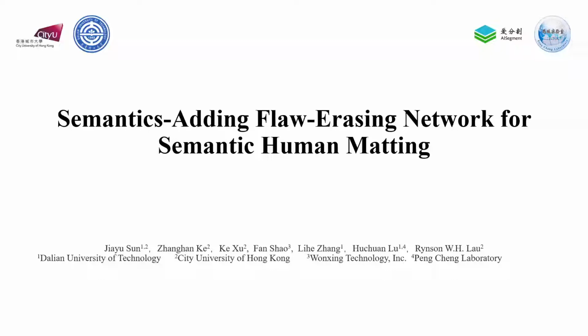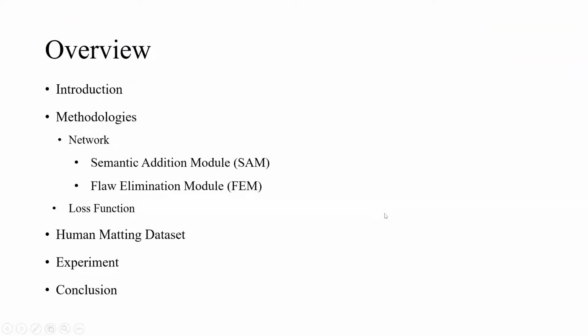In this presentation, I will first introduce the background of our work and the contributions of our work. Then, I will introduce the methodologies, including our network, which contains a Semantic Addition module and a Flaw Elimination module. In this section, I will also introduce our loss function. Next, I will give an introduction of our human matting dataset, and I will compare the experimental results of our method with some existing human matting methods. I will conclude our paper at the end of our talk. Okay, let's move to the first section.